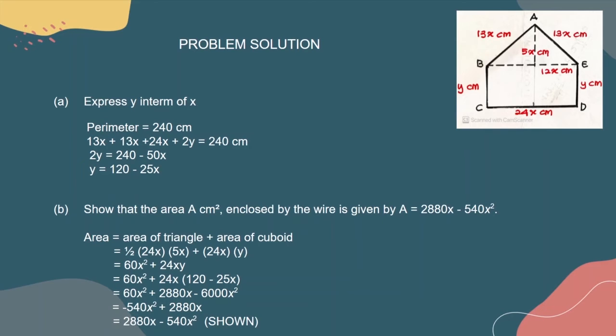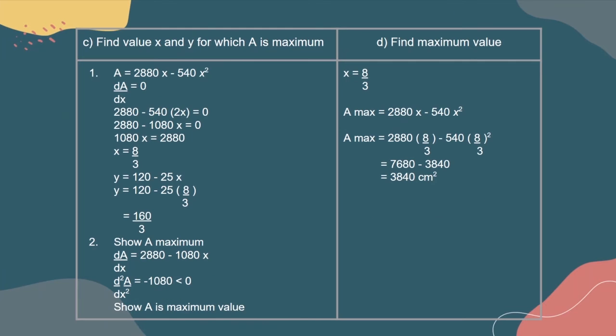Then again, simplify the equation and we get the area of the diagram is 2880x minus 540x squared. From this, it is shown that the area of the diagram is the same as the area stated in the problem statements. My name is Siti Hajar and I will continue for question C and D.